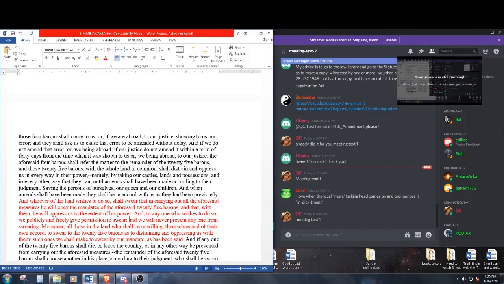And if we do not amend that error, or we being abroad, if our justices do not amend it within a term of 40 days from the time when it was shown to us, or we being abroad, to our justices, the aforesaid 4 barons shall refer the matter to the remainder of the 25 barons. And those 25, with the whole land in common, meaning everybody, shall distrain and oppress us in every way in their power, namely by taking our castles, lands, and possessions, and in any other way that they can, until amends have been made according to their judgment, saving the persons of ourselves, our queen, and our children.